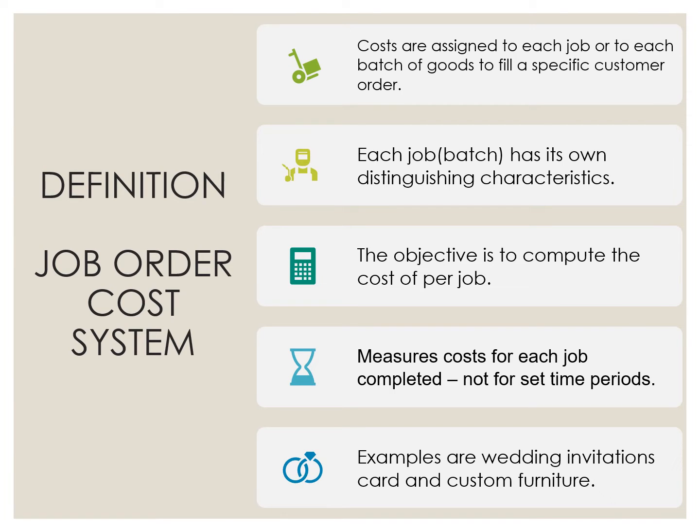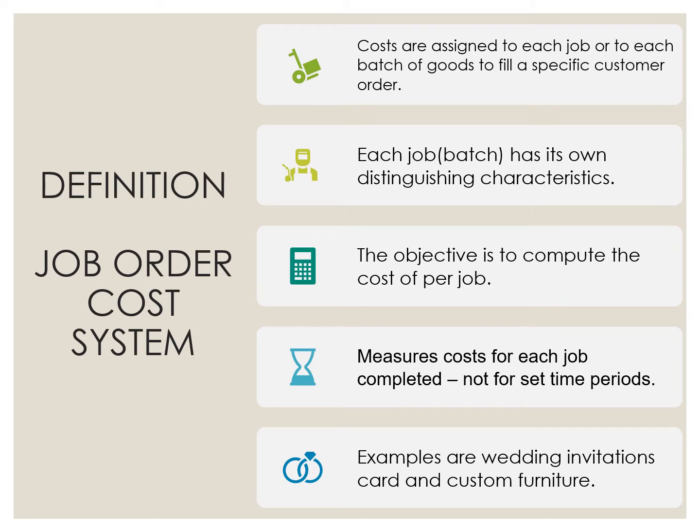Definition of job order cost system. A company assigns costs to each job or to each batch of goods to fill a specific customer order. An important feature of job order costing is that each job or batch has its own distinguishing characteristics. The objective is to compute the cost per job.